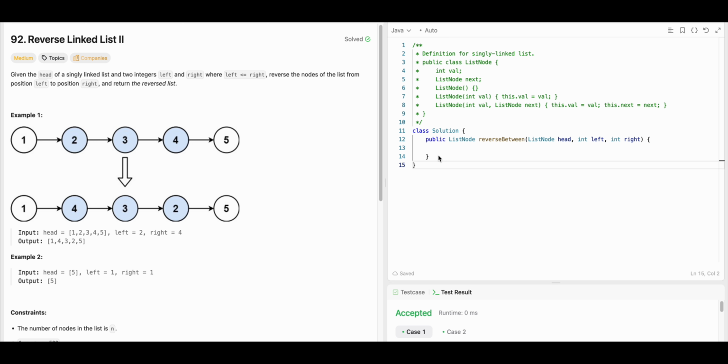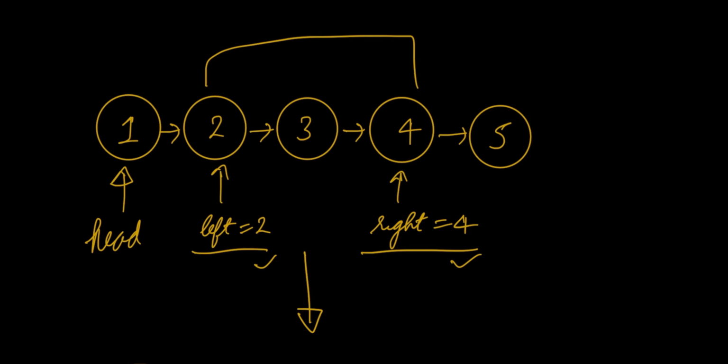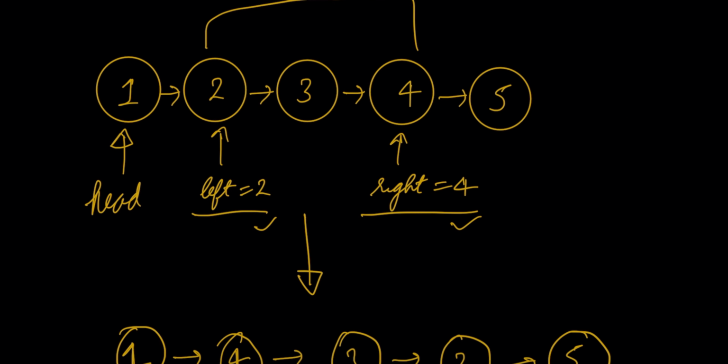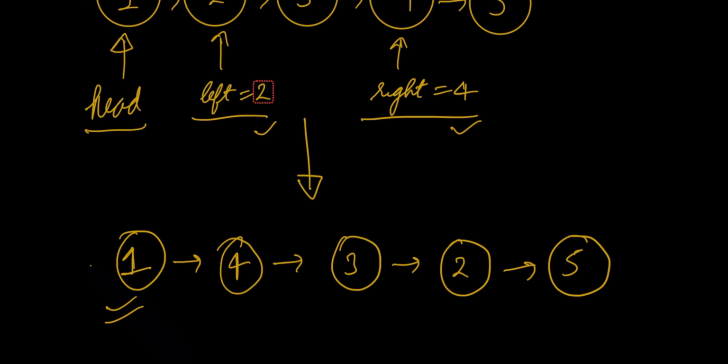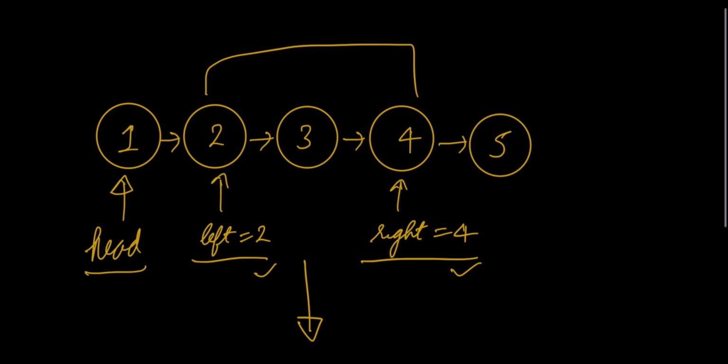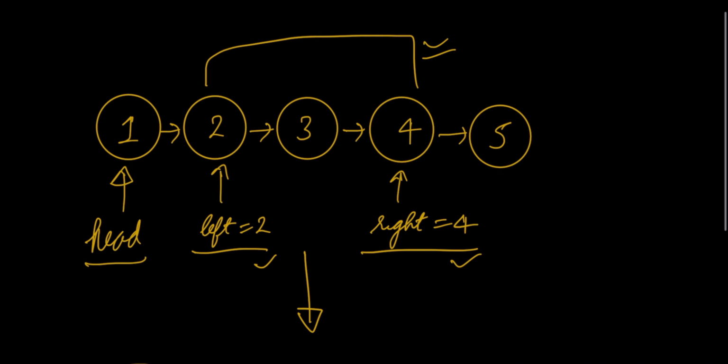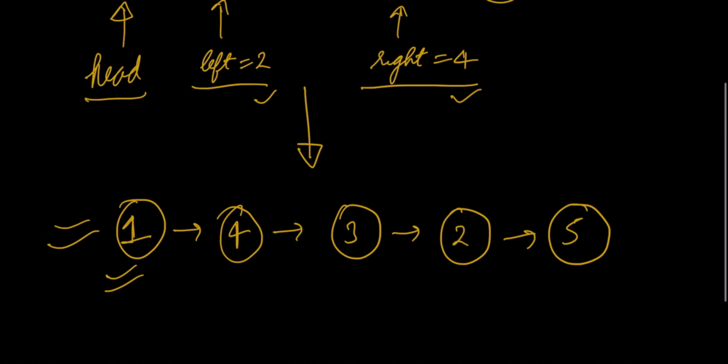So let's have a look at what we need to do in this problem. Here we have this linked list. We have the head node, we have the left value and right value, and the output list would be this. So basically we reverse the sublist from left to right and return this output linked list.